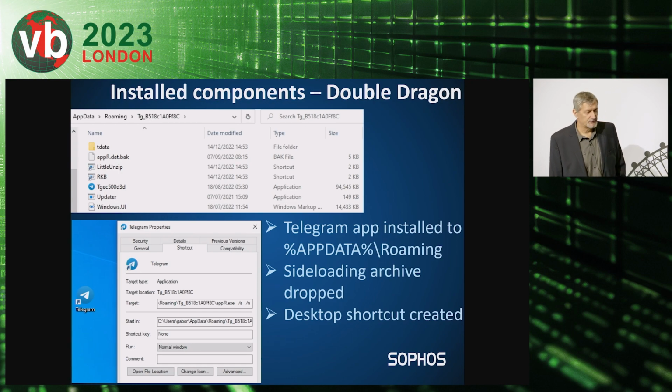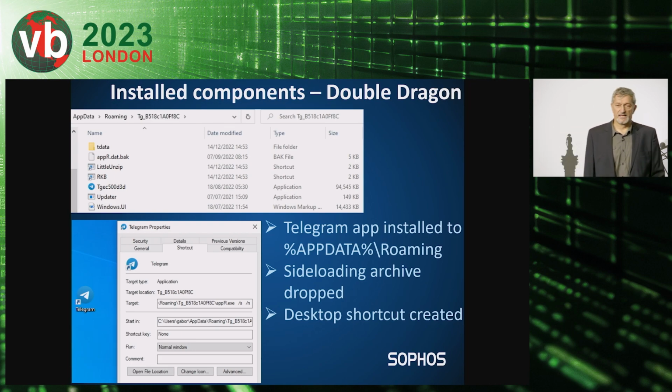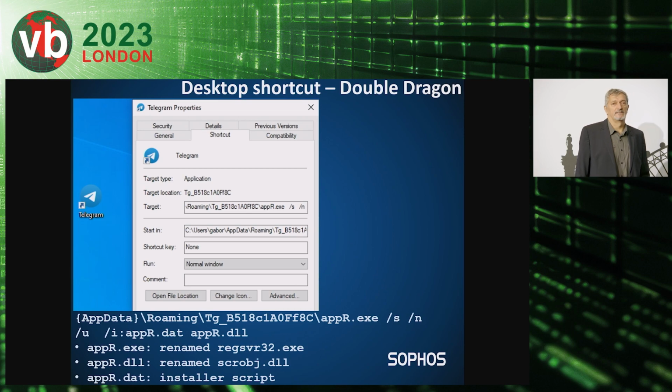After executing the installer, the Telegram application, a fully operational package, will be installed. Also, a sideloading archive containing the sideloading components will be dropped on the system. And finally, the desktop shortcut is created. This is where the initial stage of the installation stops. Looking at the desktop shortcut, it would appear that it executes the Telegram application. It's not. It's executing an obscure command line.